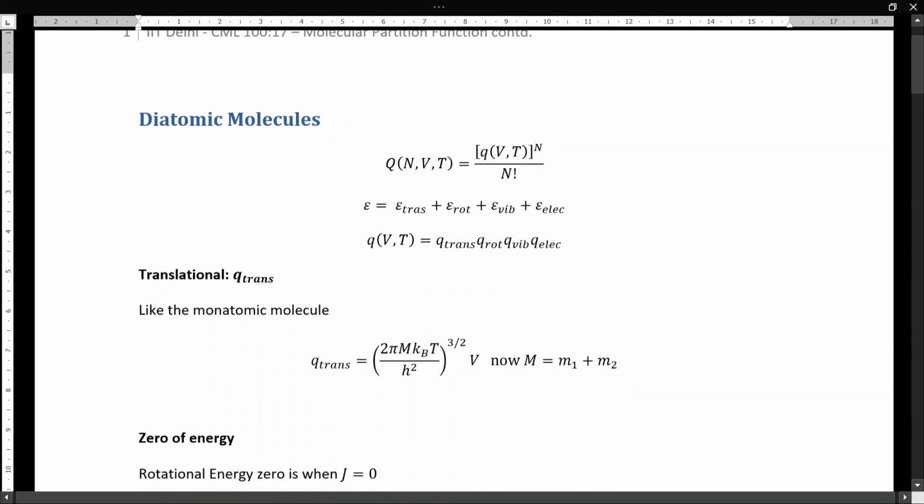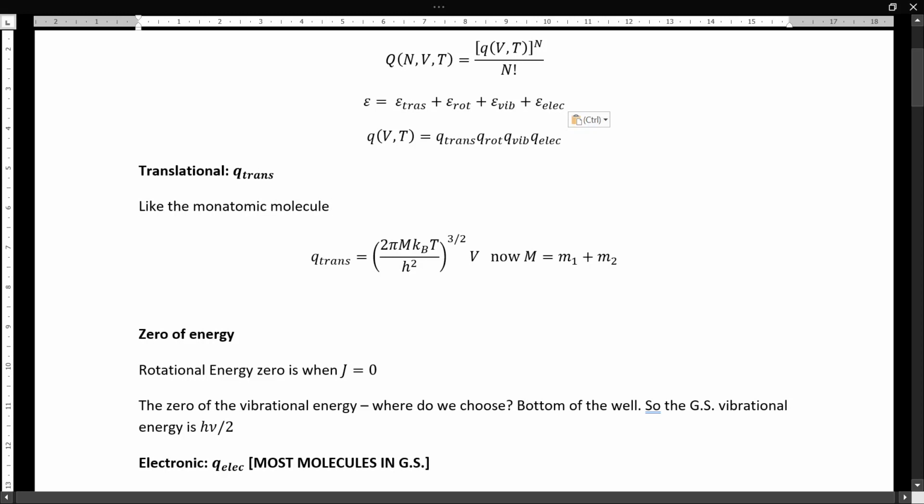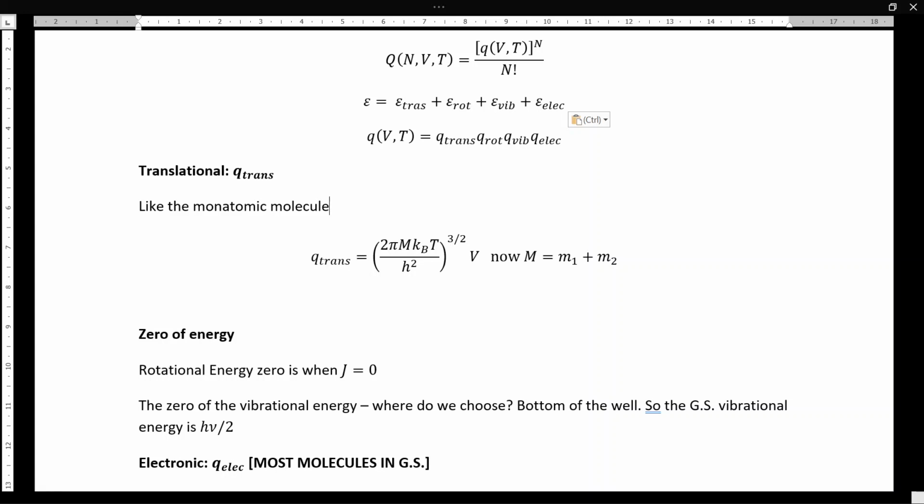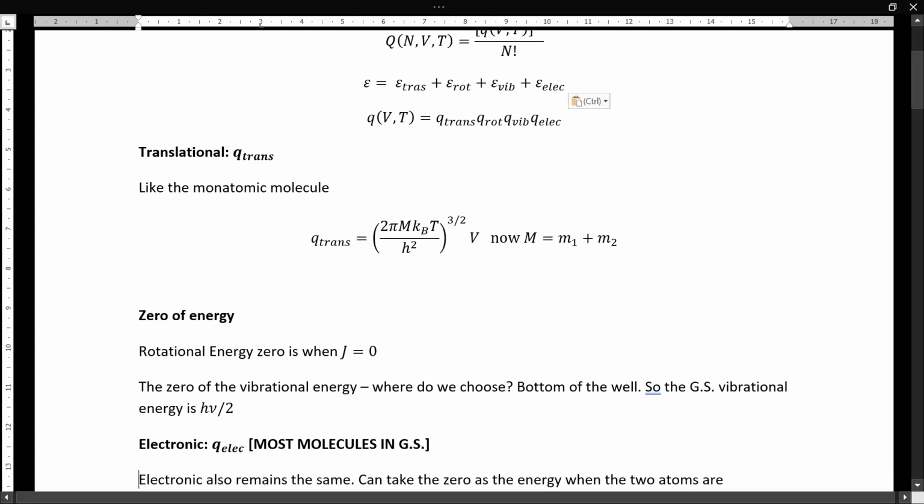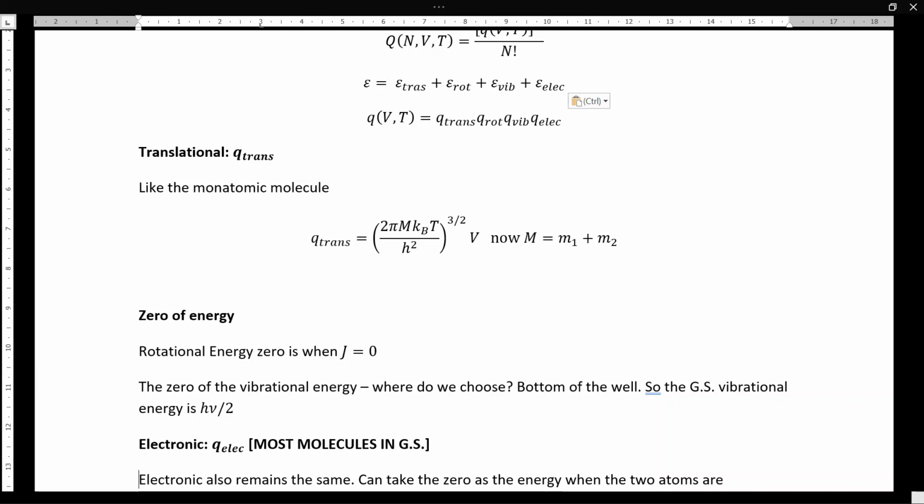So let us look at the rotational zero of energy, and that's very easy to choose because when J is 0, E is 0. E_J is nothing but J into J plus 1 times h cross squared by 2I. This is something you should remember from the quantum mechanical part that we did a few days back. This is one of the equations that I definitely want you to remember. So the rotational energy is 0 when J is 0. Let's use this as the reference of rotational energy.